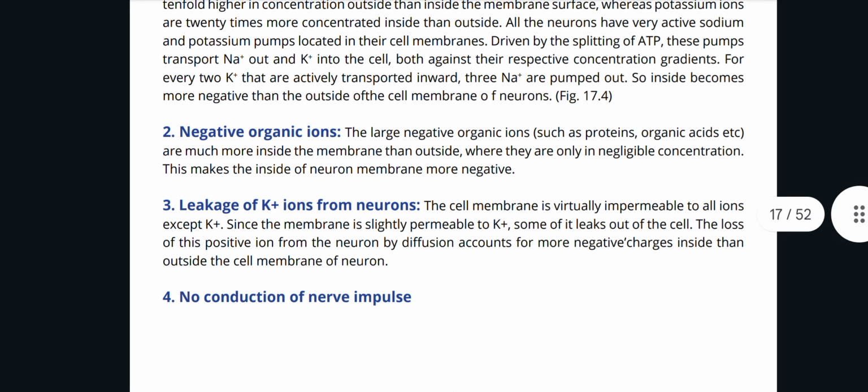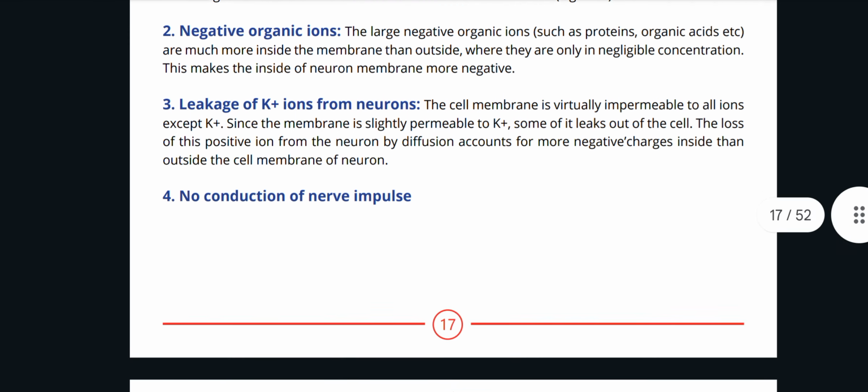Number 2, negative organic ions. The large negative organic ions such as proteins, organic acids, etc. are much more inside the membrane than outside, where they are only in negligible concentration. This makes the inside of the neuron membrane more negative.